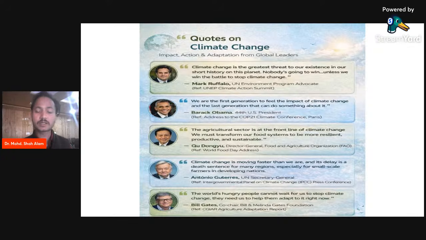Next is Qu Dongyu, the Director General of FAO. He says that the agriculture sector is on the front line of climate change. We must transform our food system to be more resilient, productive and sustainable. And the next is Bill Gates, who says the world's hungry people cannot wait for us to stop climate change. They need us to help them adapt to it right now.